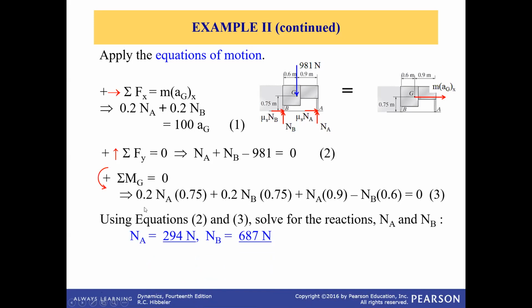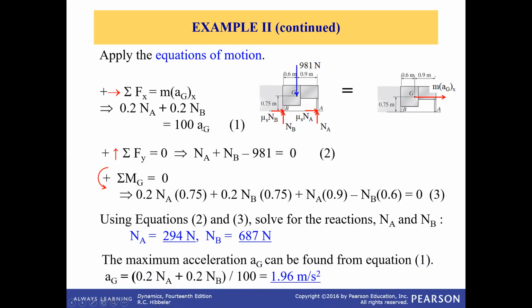All right. You realize that in equations 2 and 3, there's just NA and NB as unknowns, so you probably can use those two equations first. Then you can solve for NA and NB. Okay. So solving equations 2 and 3 at the same time, you have your normal reactions at point A and point B.